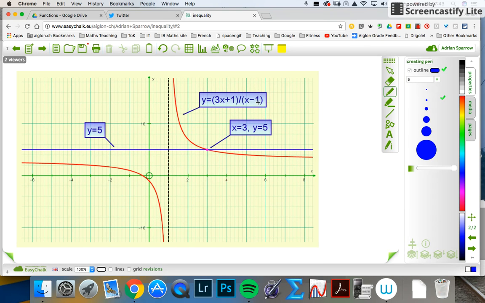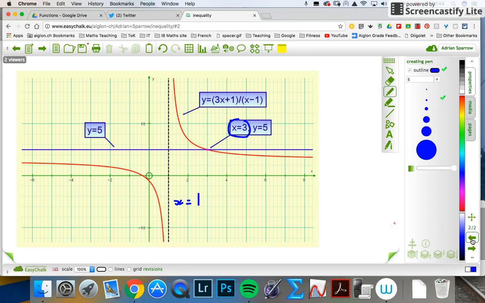So here's my graph of the equation, and here's y equals 5, and this is an asymptote at x equals 1. Let's just label that on there. And here is the intersection point where x equals 3. So this was the one that I got from my inequality. But where is this graph greater than 5? Clearly, with a graph, I can see that it's only this part here. So it stops here at 1. So it's between 1 and 3.